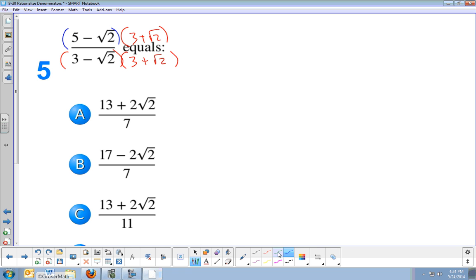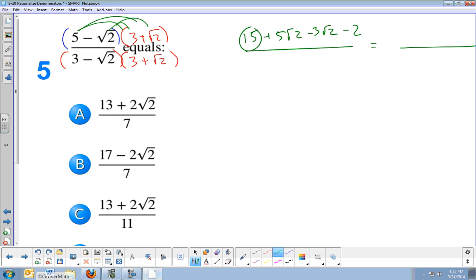So let me change my color to green and do 5 times 3 is 15. 5 times rad 2 is 5 rad 2. Negative rad 2 and 3 is negative 3 rad 2. And positive rad 2 times negative rad 2 is minus 2. And some stuff will cancel out here. I have a 15 and a minus 2, which will give me 13. I have a positive 5 rad 2 and a negative 3 rad 2, which is going to be positive 2 rad 2.